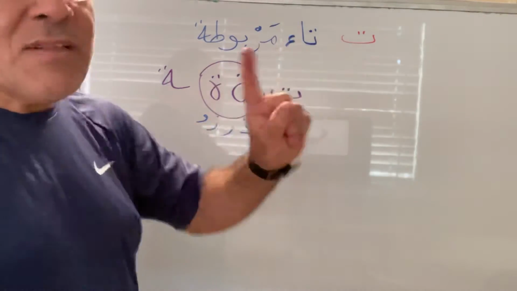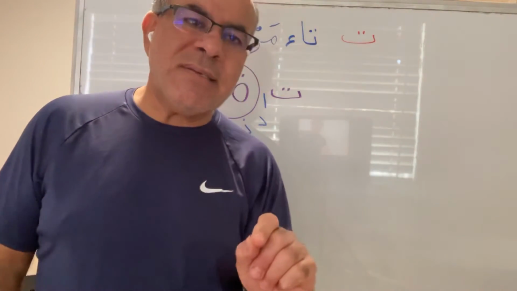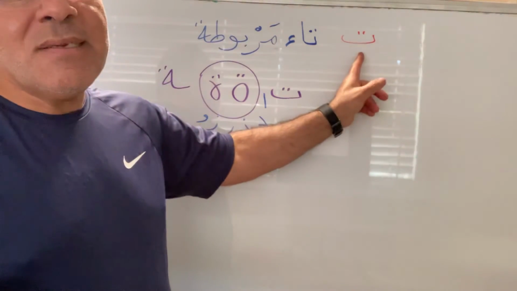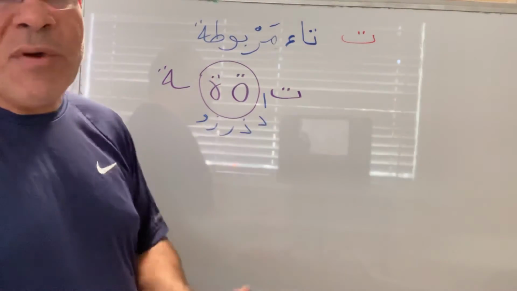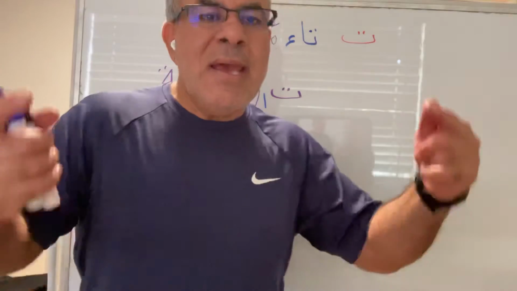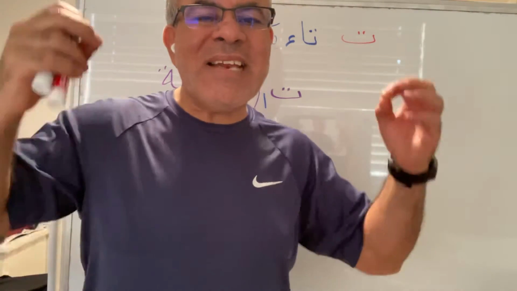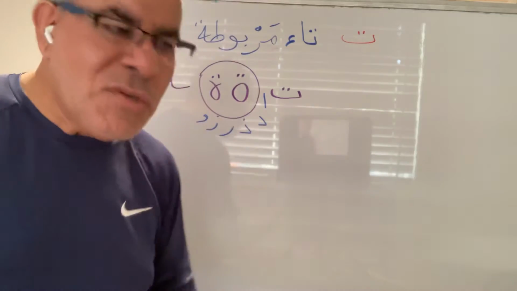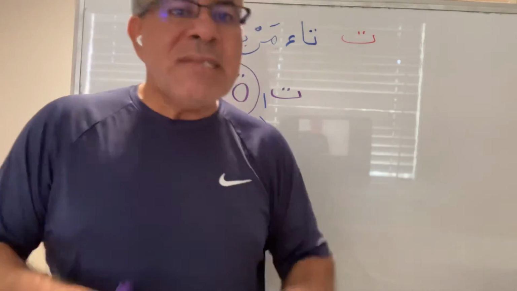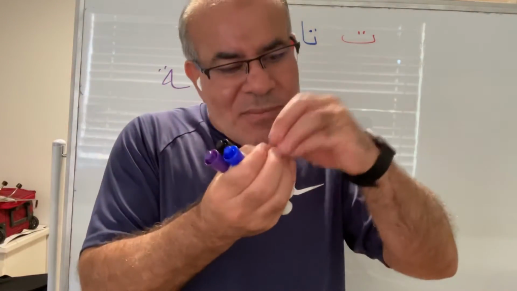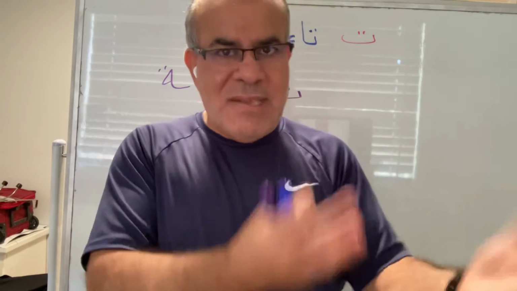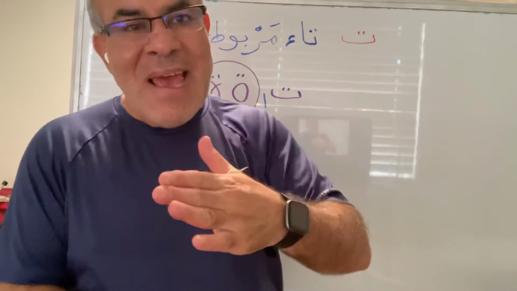Ta marbuta is not one of the 28 Arabic letters. Ta marbuta is taken from the letter ta. That's why we call it ta marbuta. It comes as the last letter of the noun to show that the noun is a feminine noun. Sometimes it is already with the noun because some nouns are feminine by default, and sometimes we add it.